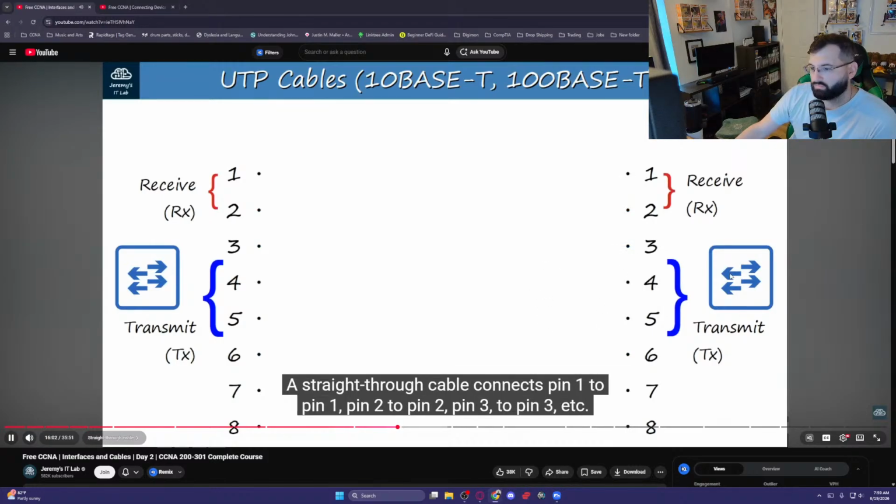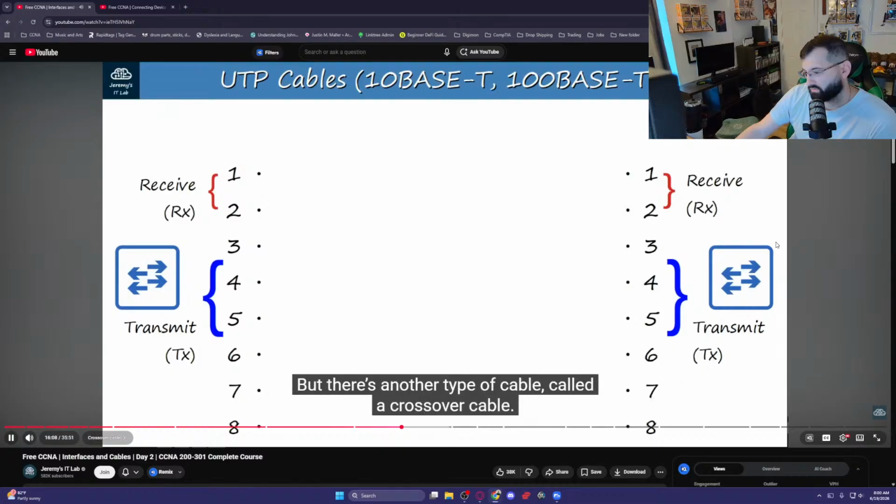A straight-through cable connects pin 1 to pin 1, pin 2 to pin 2, pin 3 to pin 3, etc. Because the cables go straight through. But there's another type of cable, called a crossover cable.